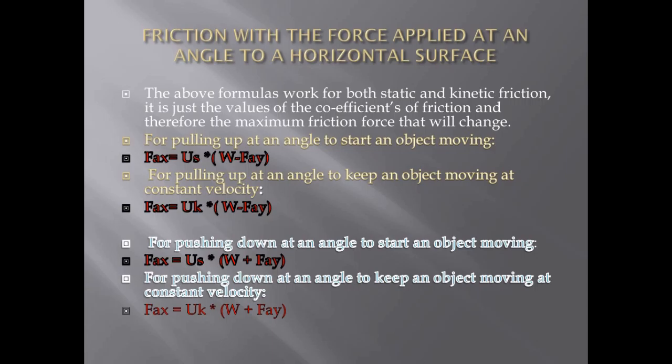For pulling up at an angle to keep an object moving at constant velocity, FAX equals UK times W minus FAY. For pushing down at an angle to start an object moving, FAX equals US times W plus FAY. For pushing down at an angle to keep an object moving at constant velocity, FAX equals UK times W plus FAY.